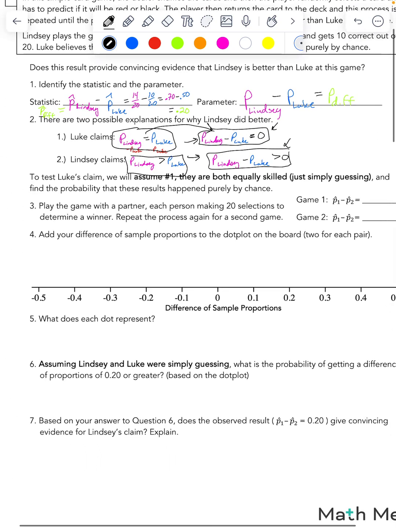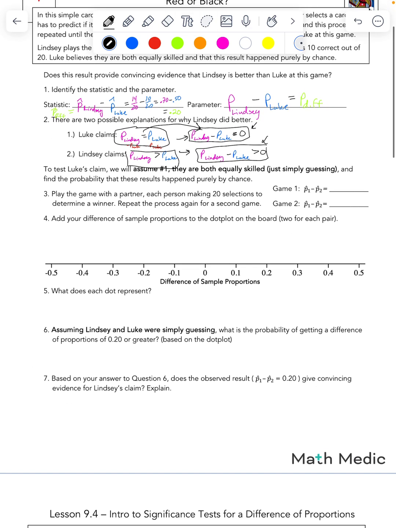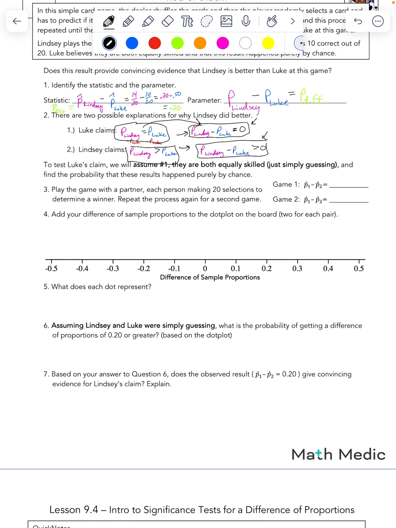So to test Luke's claim, we're going to assume number 1, they're both equally skilled, and find the probability that these results happen purely by chance. So it says play a game with a partner. Obviously, we don't have school today, so we're not going to be able to do that. I'm going to skip down to the teacher notes to just look at what they kind of did.